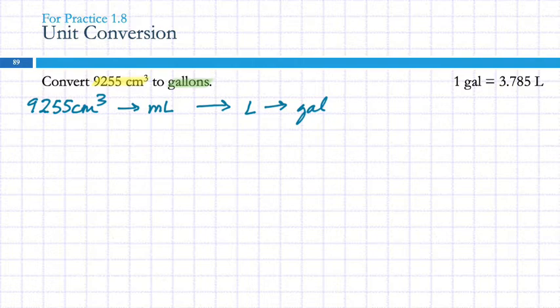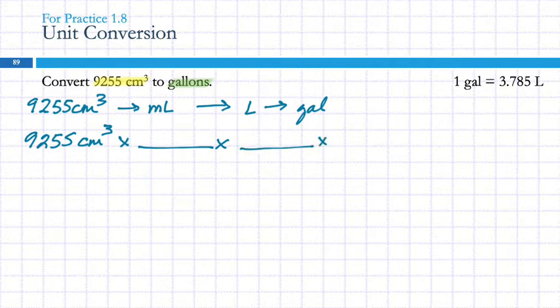That is the hard part. Now we take our number with its unit, 9,255 cubic centimeters. Oh, that's an ugly 3. How many arrows? 3. 3 fractions. Where do I find the units for these? They're just here in the path, right? Cubic centimeters to milliliters to liters to gallons.